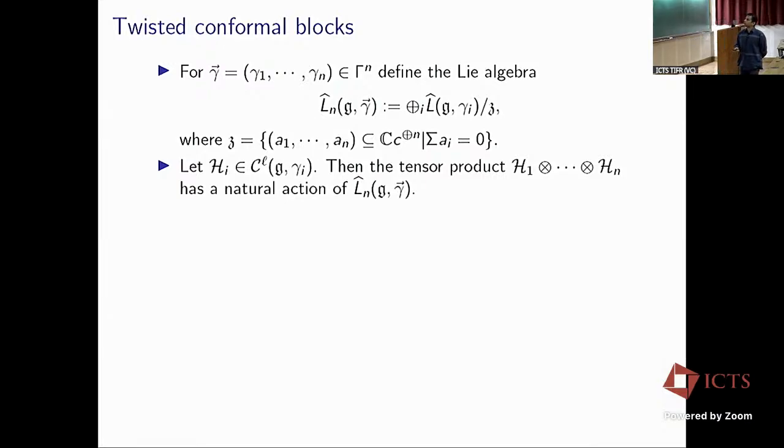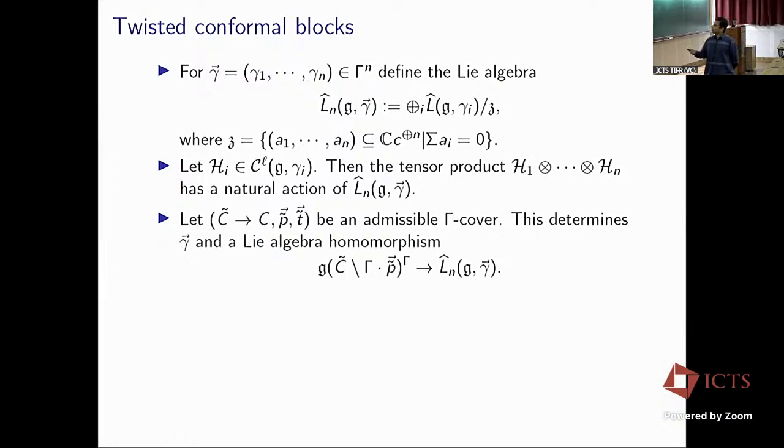And now, if you have an admissible cover, we have these parameters. So if you expand these, what do I have here? Basically, I'm taking the curve and removing the orbit of all the marked points above.